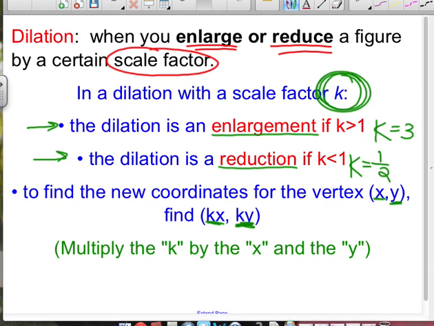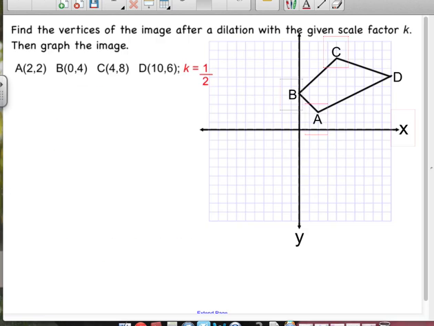And then I typed down there in green, just multiply the k, whether it's above 1 or below 1, by the x and by the y values, and that will give you your new coordinates for your primes. Okay, let's look at one.